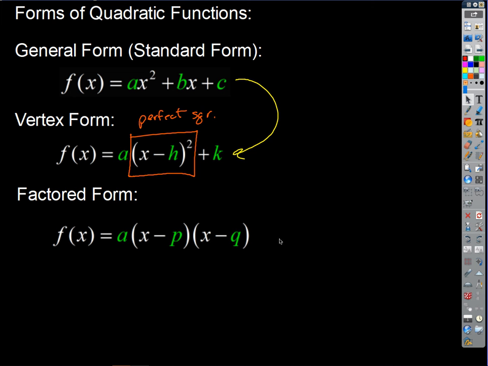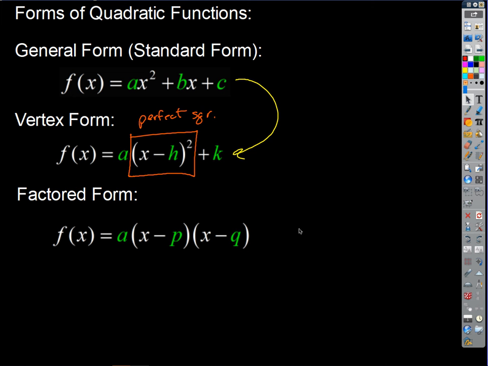If I plug in 0, I would just get a times negative p times negative q, which probably isn't 0. But what if x were p? If x were p, I'd get a times 0 times some number is 0, right? What if x were q? I'd get a times (q minus p), which is some number, who knows, times 0 is 0, right? So p and q are literally the zeros of the function. In other words, they're the x-intercepts, right?